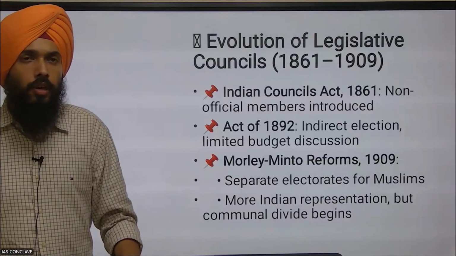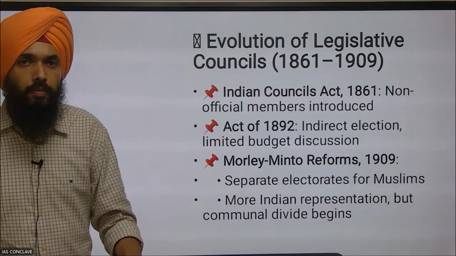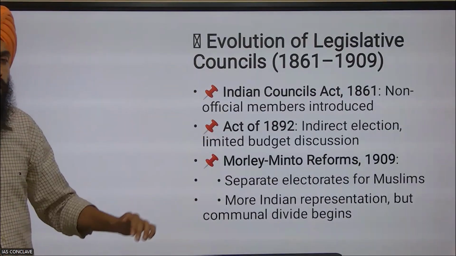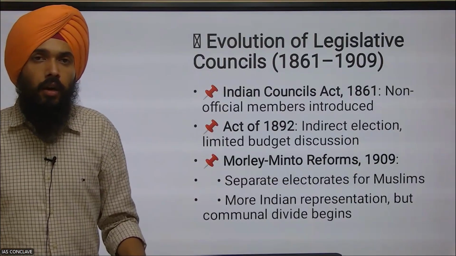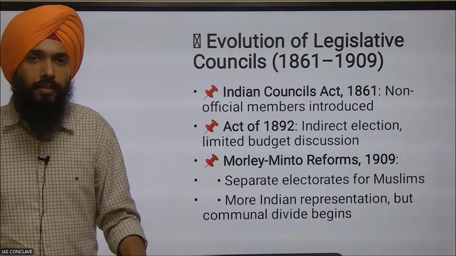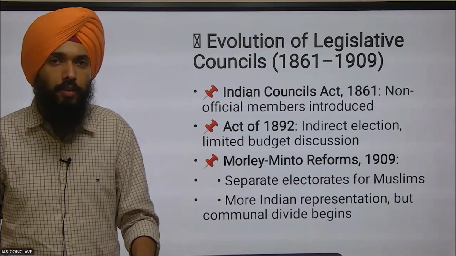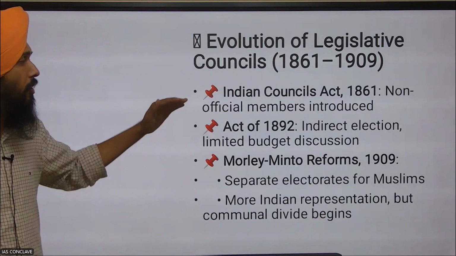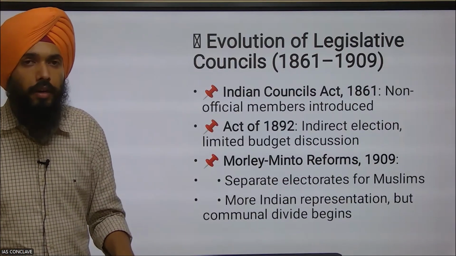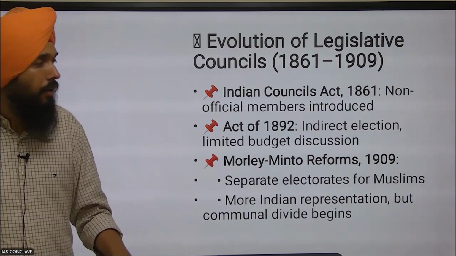Then we find the evolution of legislative councils. Different legislative council acts were there. Initially, when the company assumed the rule, it moved toward centralization. But after the 1857 revolt, there was gradual decentralization, and we find there was engagement of Indians. In the 1861 Act, non-official members were added, that is, the number of members was increased.